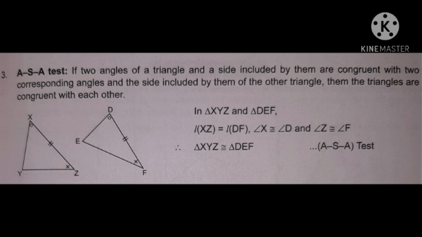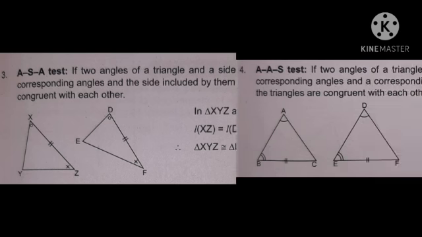Look at the figure. In triangle XYZ and triangle DEF, length of XZ is equal to length of DF, and angle X is congruent to angle D and angle Z is congruent to angle F. Therefore, triangle XYZ is congruent to triangle DEF. Therefore, it is an ASA test.